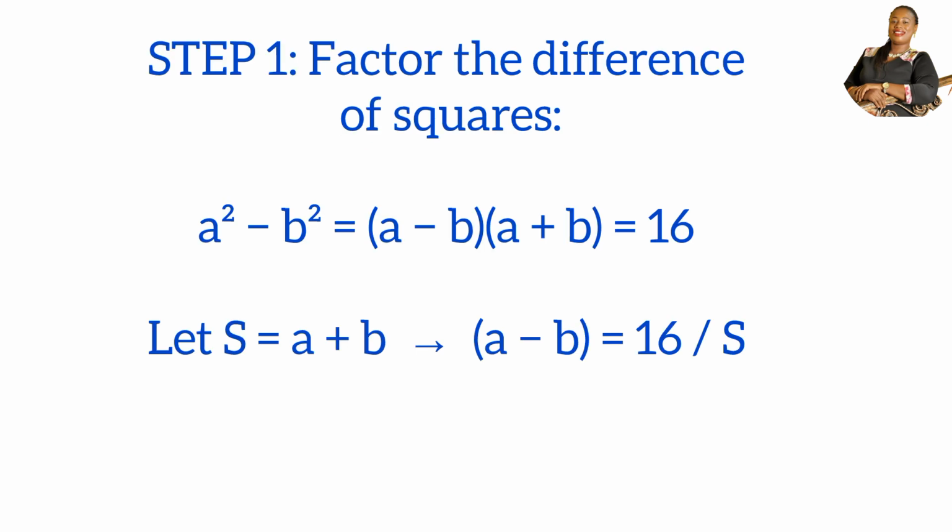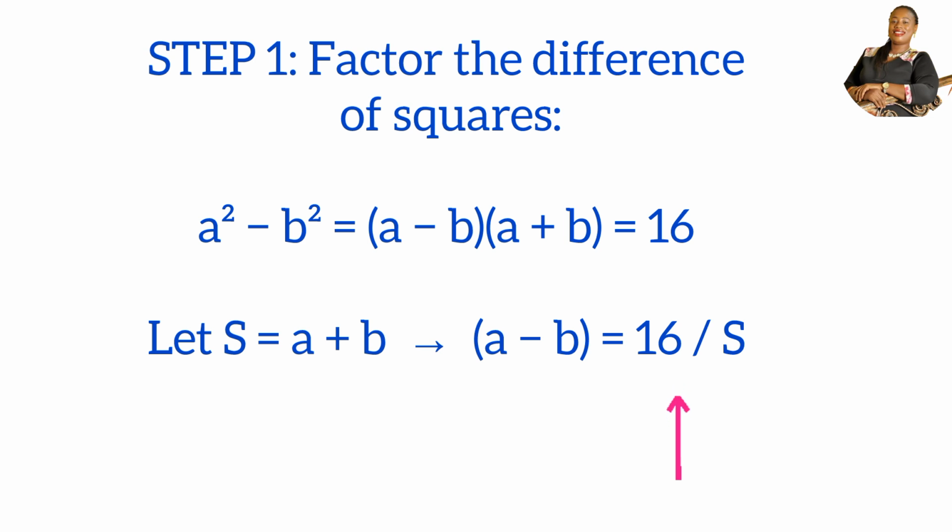First, we recognize that a squared minus b squared is a classic difference of squares. This means we can factor it into two binomials: (a minus b)(a plus b). According to the problem, this product equals 16. To make things simpler, let's call a plus b by the letter s. That means a minus b must be equal to 16 divided by s, or 16 over s.